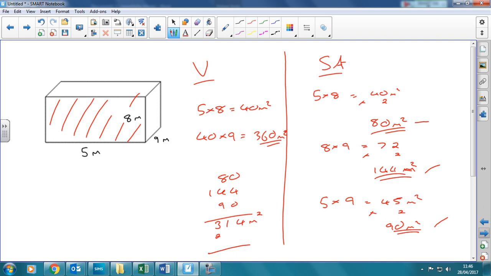Also, just quickly, this was metres cubed for the volume. So hopefully you've now got all the correct answers. Well done.